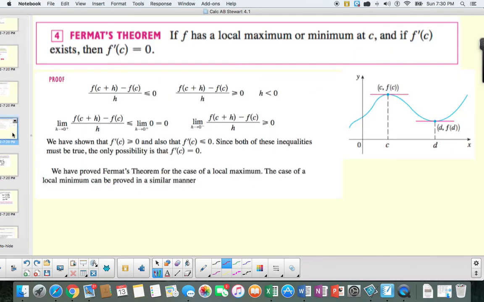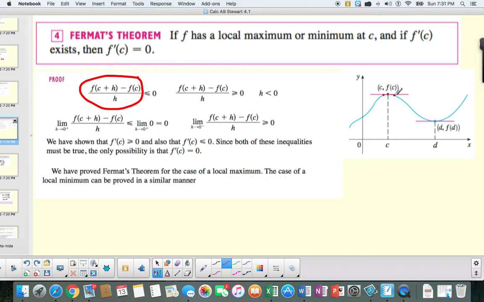Fermat's theorem: if f has a local max or minimum at c, and if f prime of c exists, then that derivative must be equal to 0. So let's take a look at it with a maximum. If we choose 2 points very close to this point right here, and we find the difference quotient, we're going to find that, well, let me go to the other side, over here.